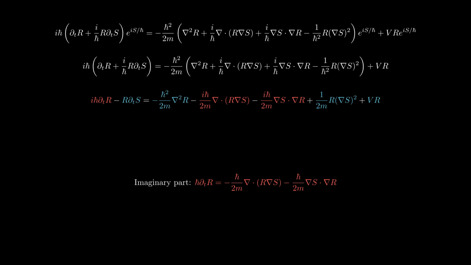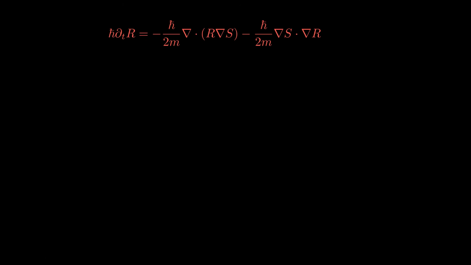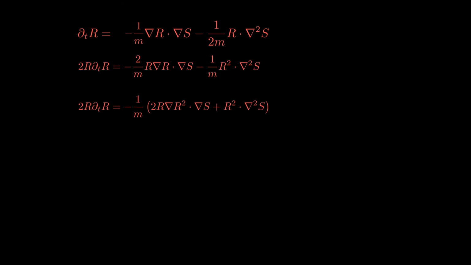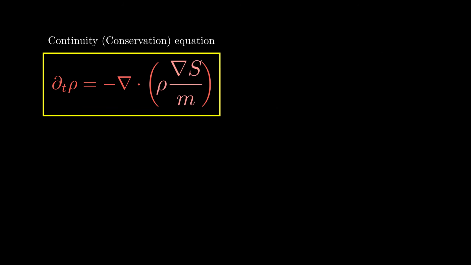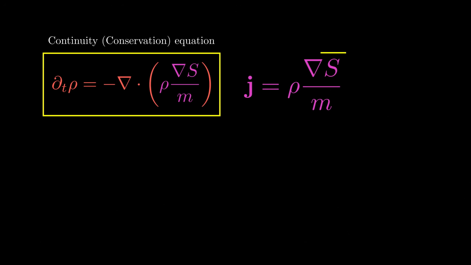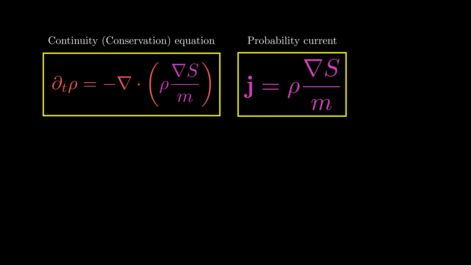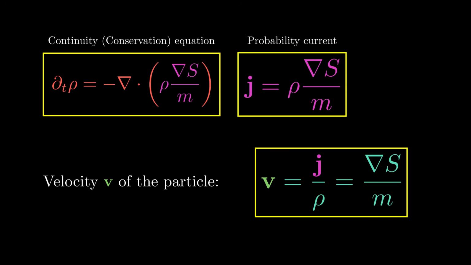Let us take a closer look at the imaginary part. Remember that R is the wave amplitude, so R squared means the probability density. This is the conservation equation of the probability density, well known from standard quantum mechanics. The right-hand side is the divergence of what we interpret as the probability current J. The equation tells us, for example, that if the probability density on the left-hand side decreases in time, then on the right-hand side, the current out of that location must be positive. Makes sense. We see that the probability current is proportional to the gradient of the phase.